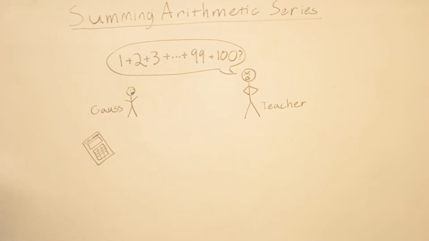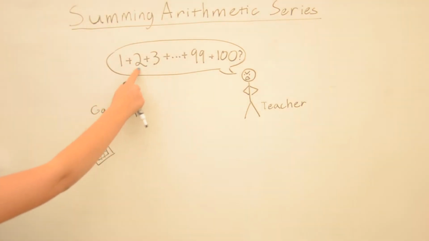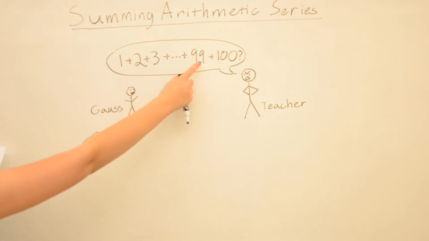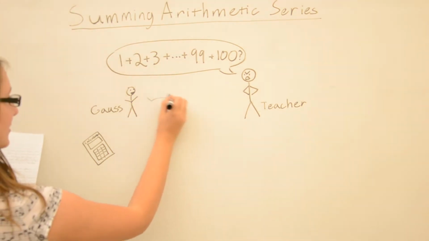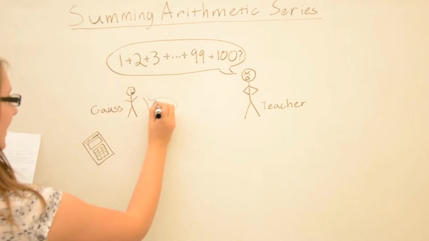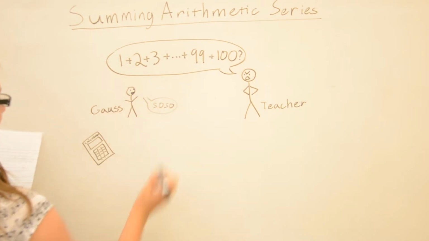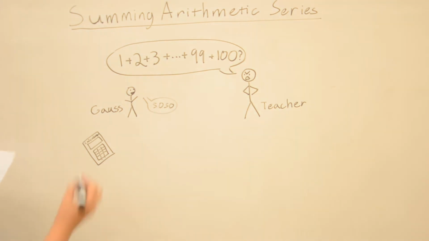According to the legend, a young Gauss was once punished by his teacher by being told to add together the first 100 numbers, 1 plus 2 plus 3, all the way up to plus 99 plus 100. His teacher hoped this would take him a while, but Gauss just thought about it for a little bit and answered 5,050. Was Gauss a human calculator? Nope. He just figured out the trick for summing arithmetic series.